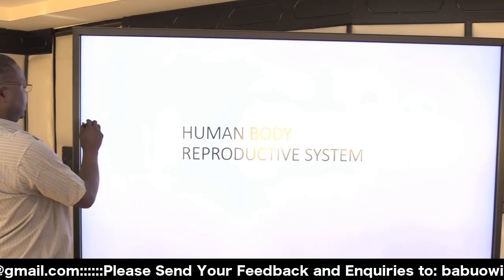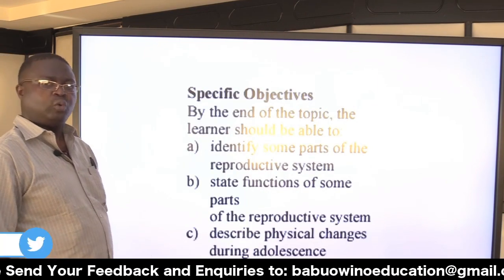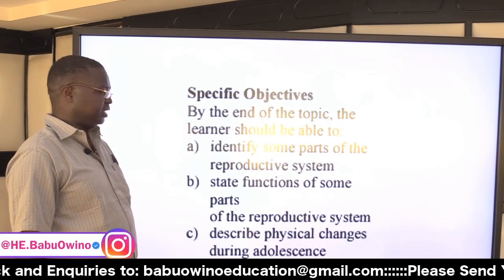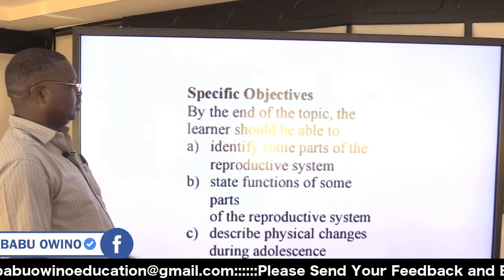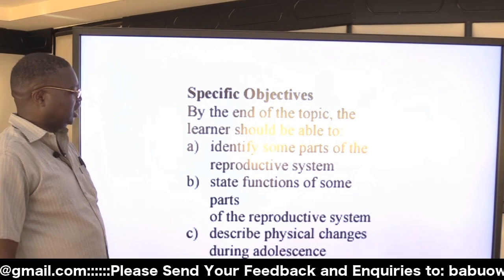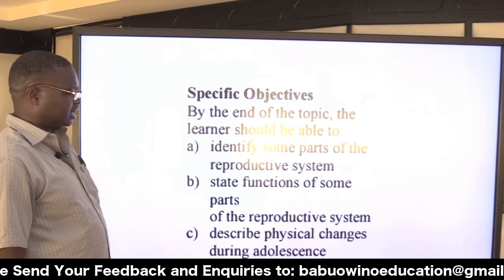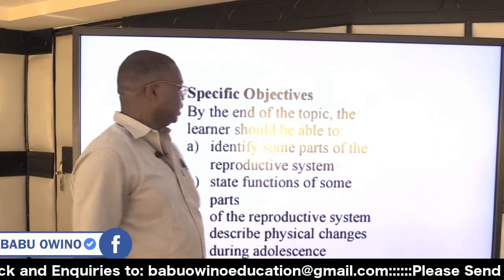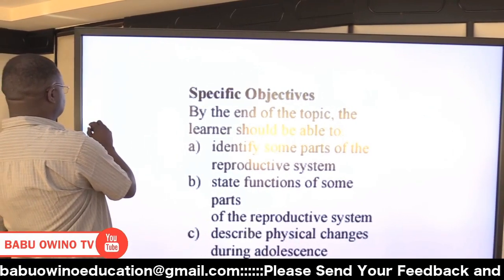Reproduction is giving rise to a new generation. Before we get deeper into it, let's look at the objectives of our lessons today. One of the objectives will be to identify parts of the reproductive system, state functions of some of these parts, and also describe the physical changes during adolescence. I'll start by explaining or defining the term reproduction.